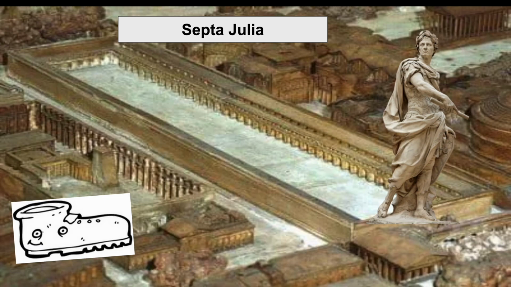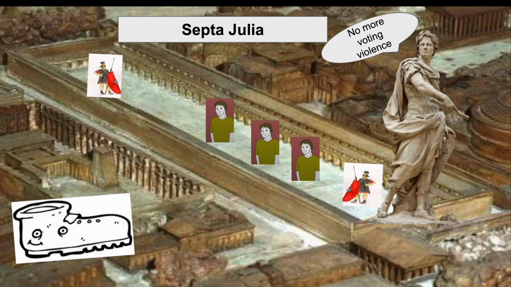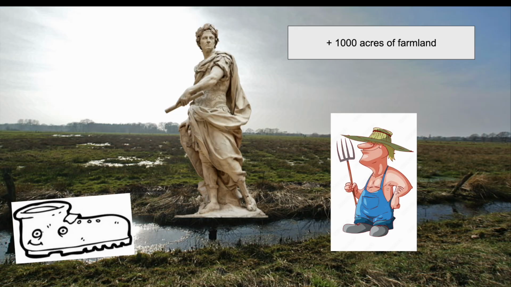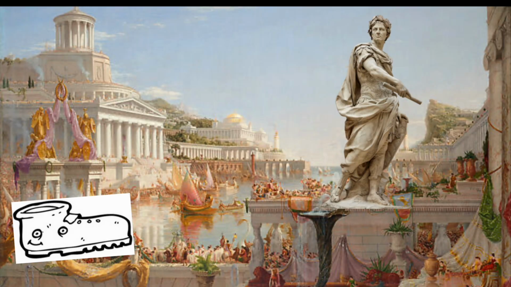The most underrated of which was the Saepta Julia, an enclosed space with armed guards where people could safely vote, free from riots or any sort of voting violence. It's hard to understate how massive this was, because that had been an issue that was absolutely plaguing the Republic prior to this. He then expanded Rome's aqueduct system, bringing fresh water into the city of Rome. He also drained the marshlands, which added a ton of farmland.